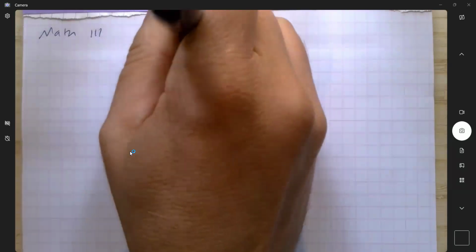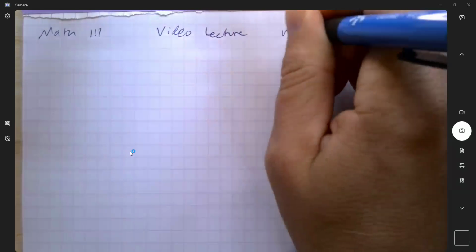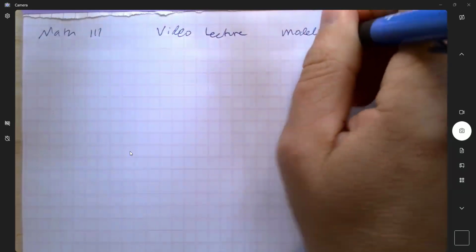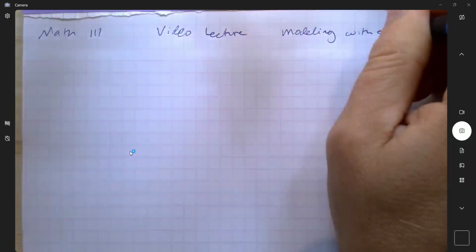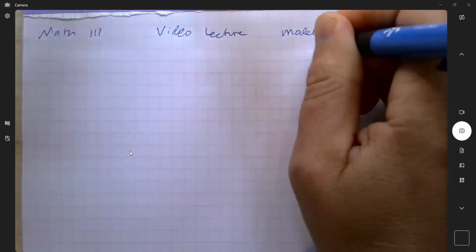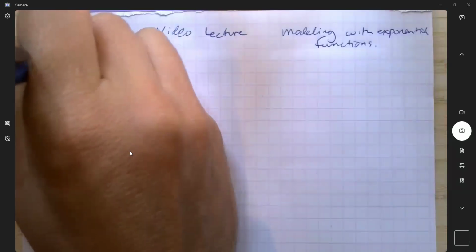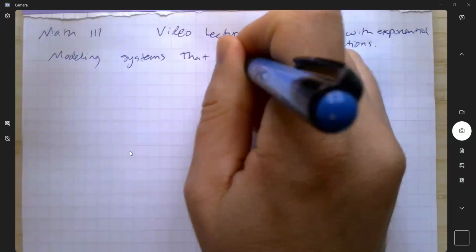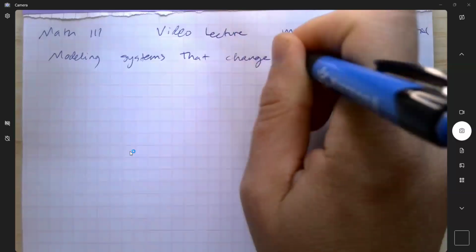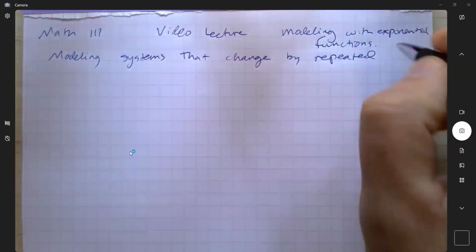This video lecture is about modeling with exponential functions. And so what we're really talking about is modeling systems that change by repeated multiplication.